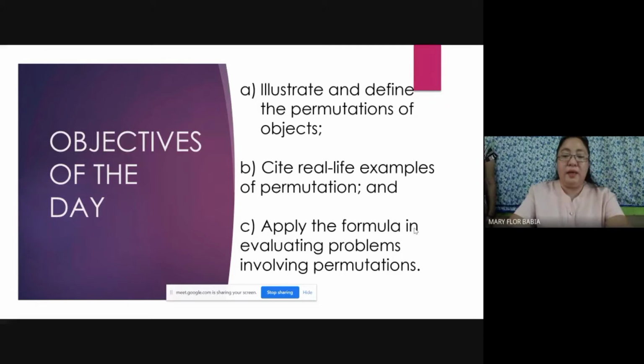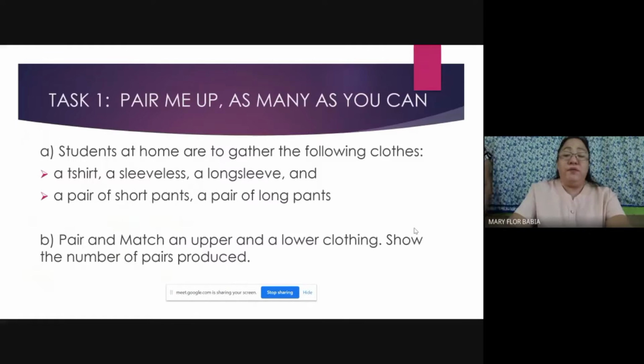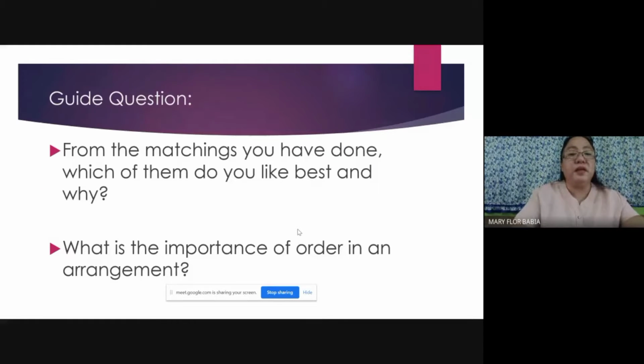Okay, this is our task for the day. Before we go on to the main topic, let us have first an activity. We call this activity "Pair Me Up as Many as You Can." Now, from the matchings that you have done, which of them do you like best and why? And what is the importance of the order in an arrangement?